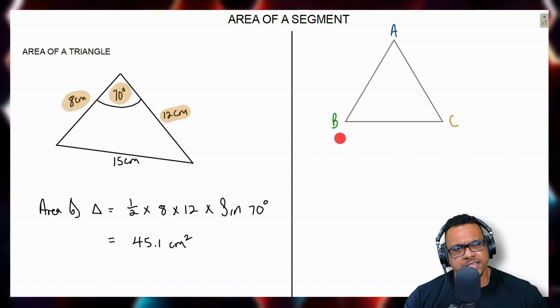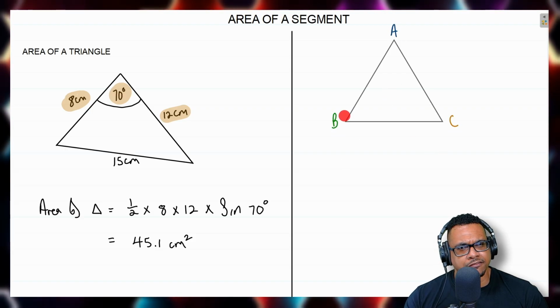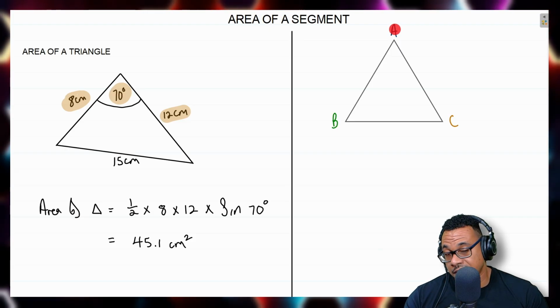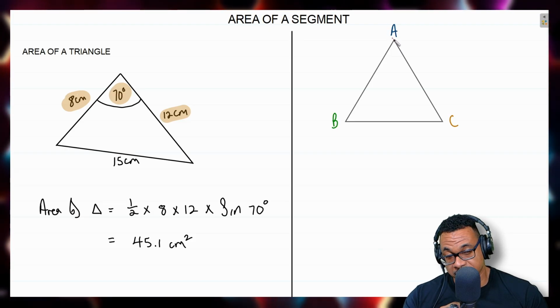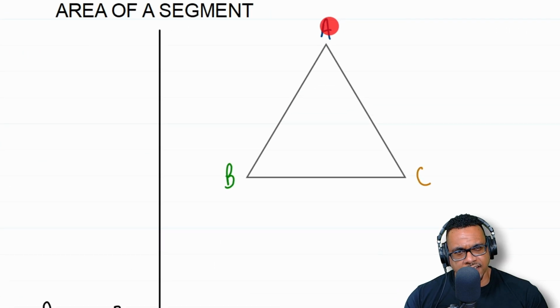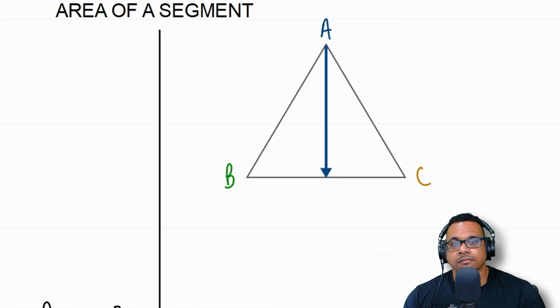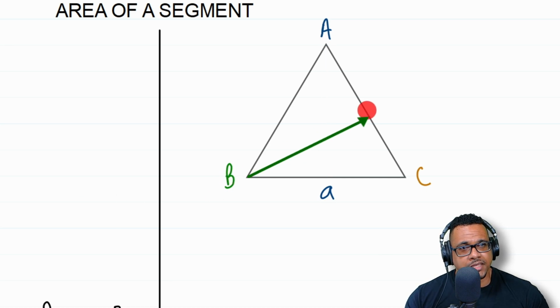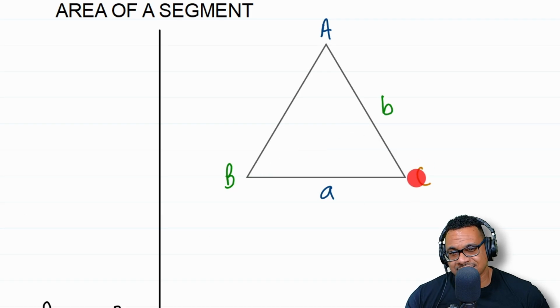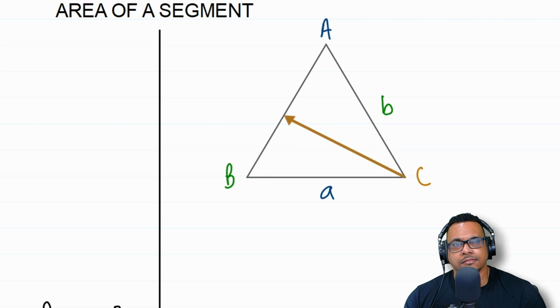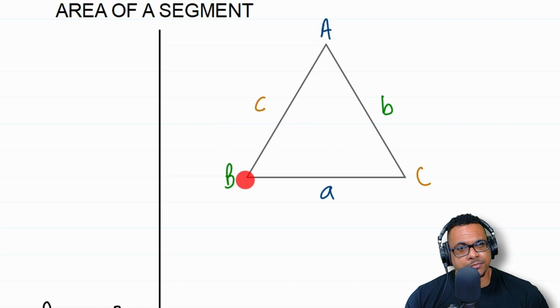So here I have triangle ABC. We know the capital letters are by the vertex, and the capital letters will represent the angle. Lowercase letters represent the length of side. So opposite angle A will be side a. So we have lowercase a here. Opposite angle B will be side b. So we have lowercase b here. And opposite angle C will be side c, which will be here. So essentially, side c is A to B. Side b is A to C. And side a is B to C.